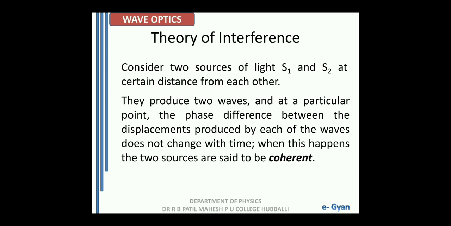The two waves given by the two sources S1 and S2, at a point, if they meet, and the phase difference between the displacements produced by each of the waves doesn't change with respect to time, we call the two sources coherent. So we need the sources to be coherent to produce interference.